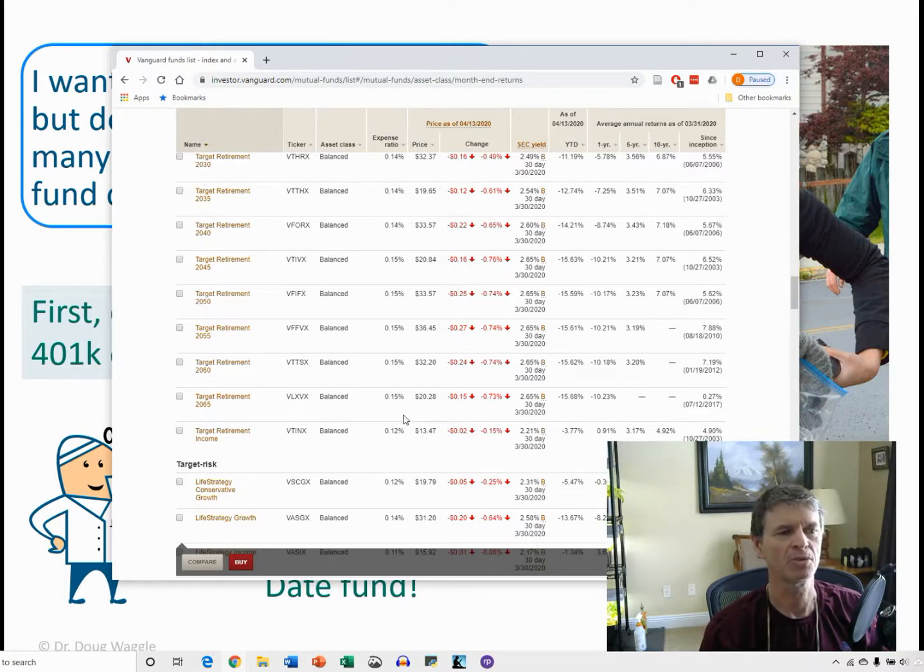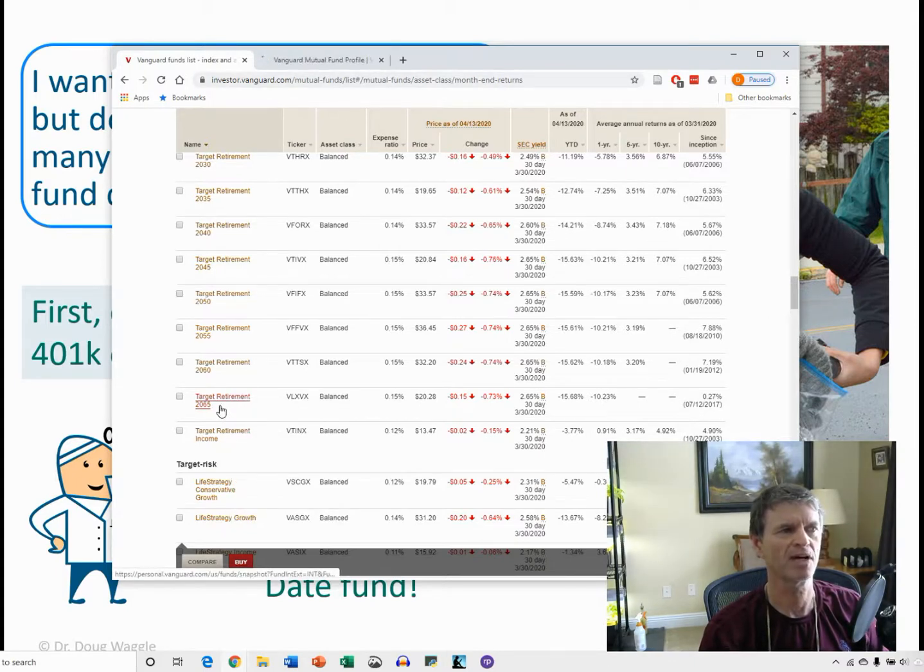And over time, they will adjust the fund for you, for the average investor willing to take on average risk, based on how close it is to retirement.